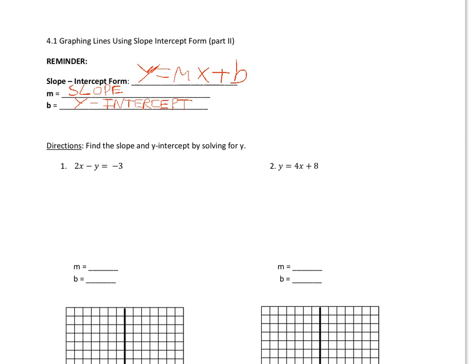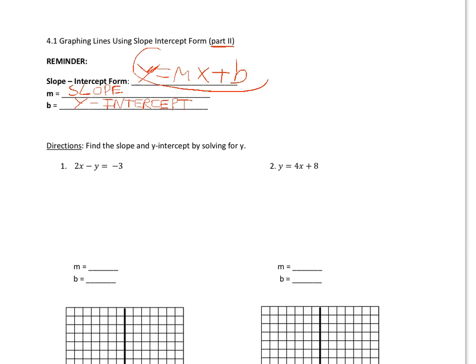Alright, this video right here, you can see we have part 2. We're still going to graph using slope-intercept form. But now we're going to look at equations where y is not by itself, meaning that the equation that we start with is not originally in slope-intercept form. You can see here a little review or a little reminder.